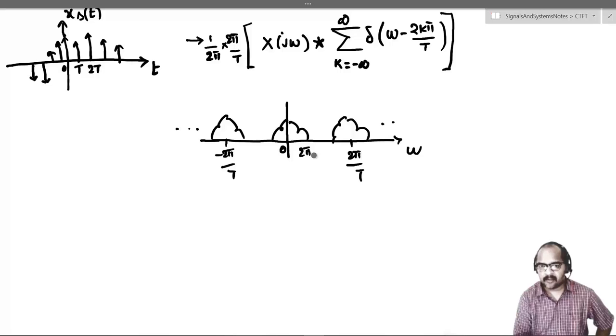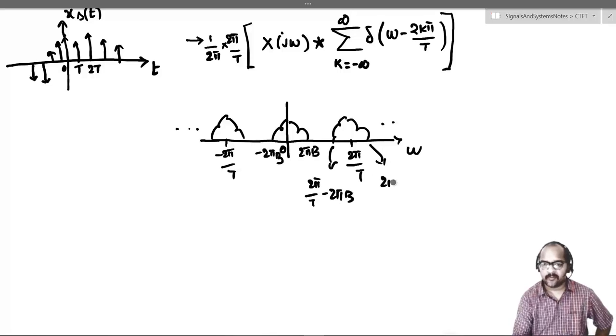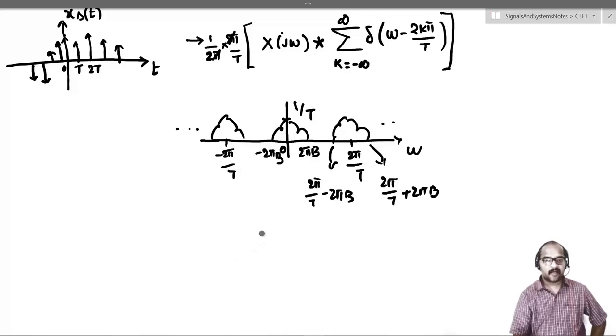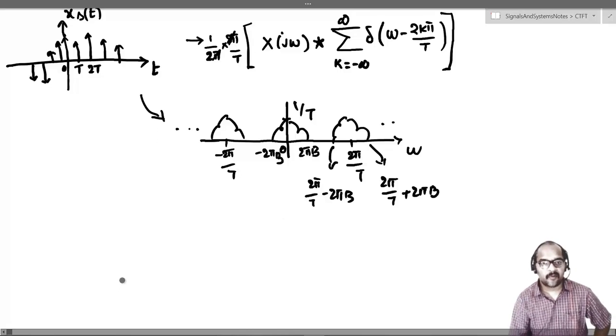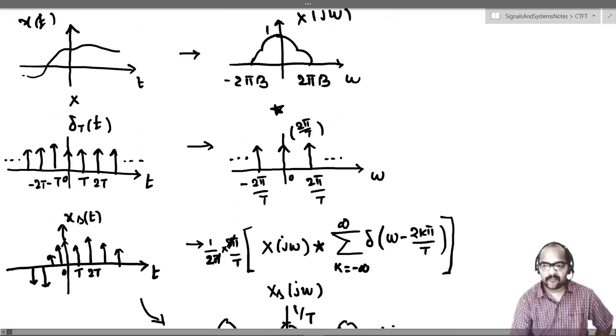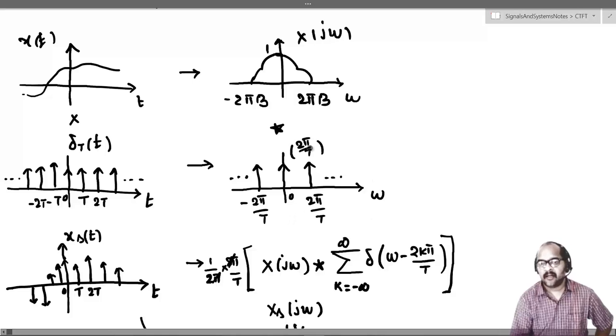Okay, so what are the limits? This is minus 2 pi B to 2 pi B, and this fellow would be 2 pi by T minus 2 pi B to 2 pi by T plus 2 pi B. But what happens to the amplitude? This 2 pi will get cancelled and the amplitude will become 1 by T. So this is the Fourier transform of the sampled signal, let us call it xs of j omega. Why do we get this shape here? Because we have to convolve x of j omega with the periodic impulse train. So if you convolve x of j omega with the periodic impulse train, you get periodic replicas of the original Fourier transform x of j omega.